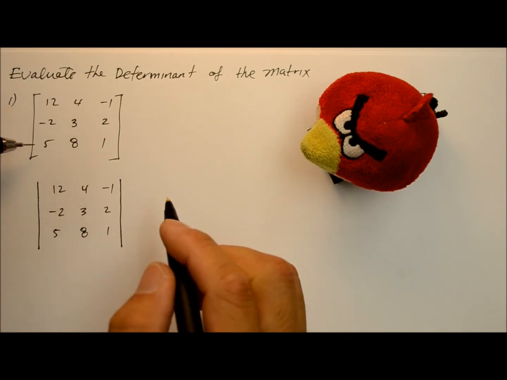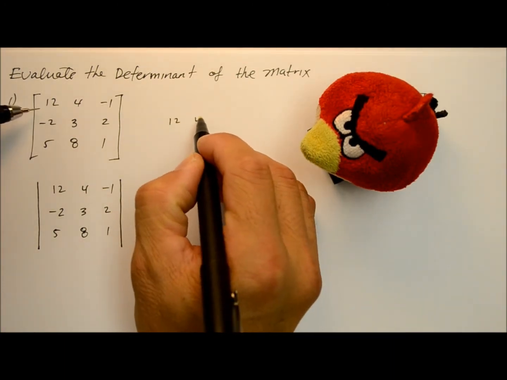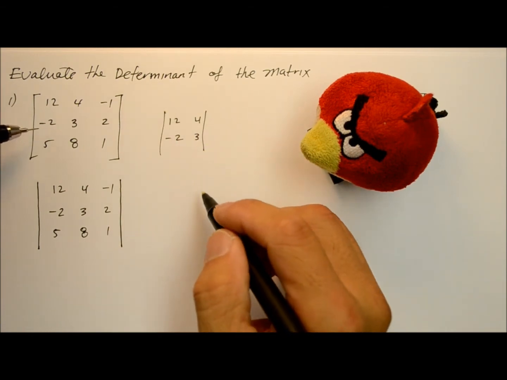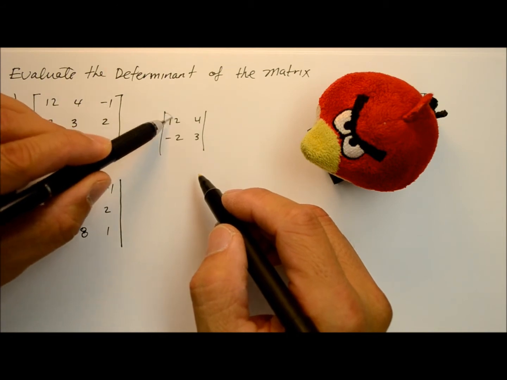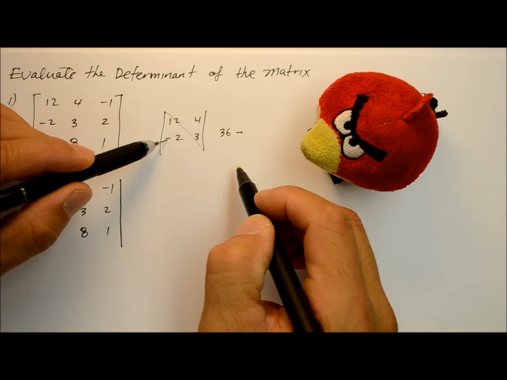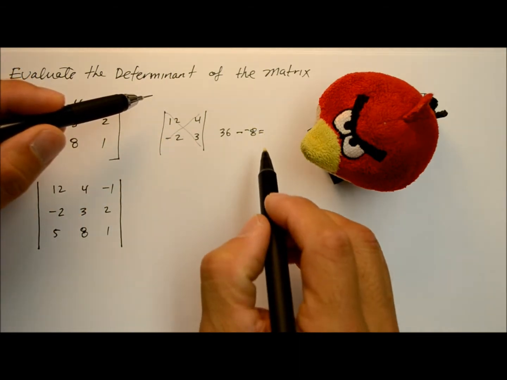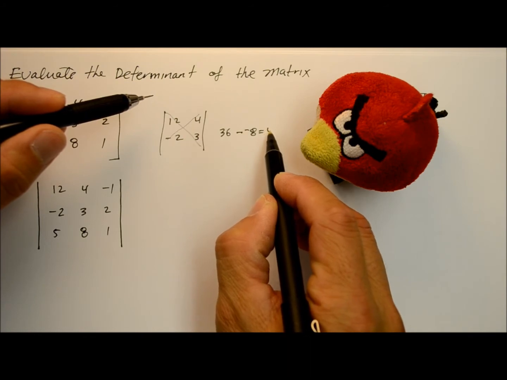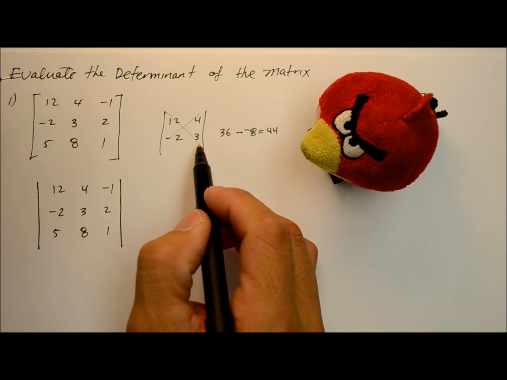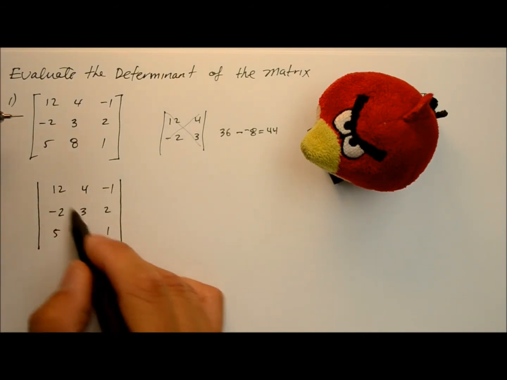Okay? Unlike the 2 by 2, remember, for example, if we had 12 and 4 and -2 and 3, all we had to do is multiply the entries diagonally this way, which was 36 in this example, minus the second entry, which is -8, which in this case would have been 44. That ensured all the entries were multiplied. But here, we're going to need more than an X to cross, right?